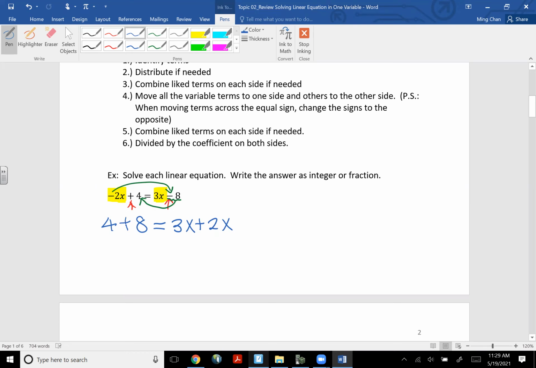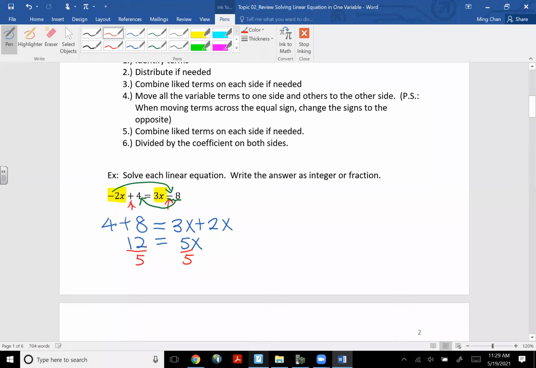Okay, so combine like terms on each side. That will give me 5x equal to 12. And y'all see me purposely start with the side where the x is. That's just the way I do it. I always start on the side where my variable is. Now to get x by itself, the last step, divide both sides by the coefficient 5.